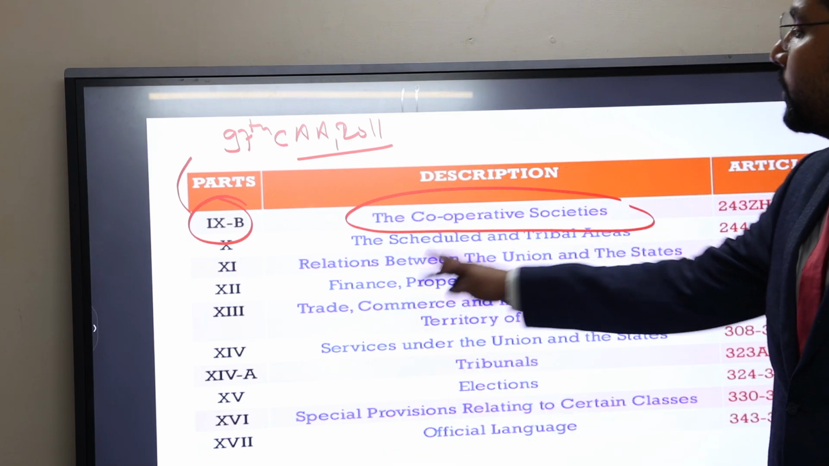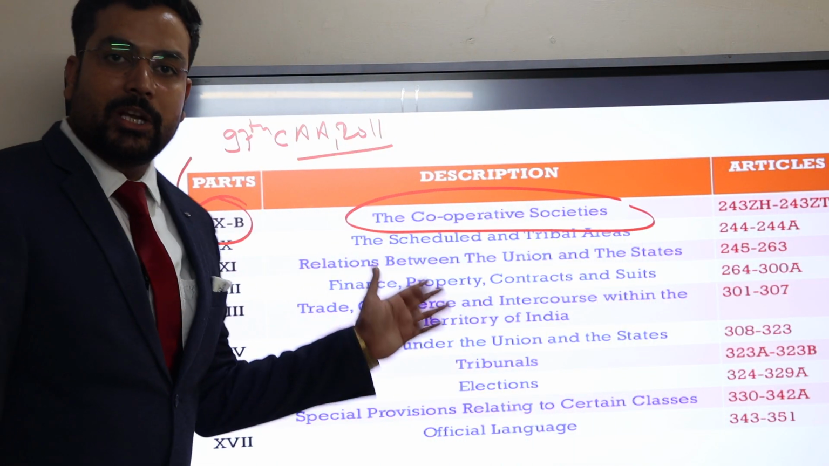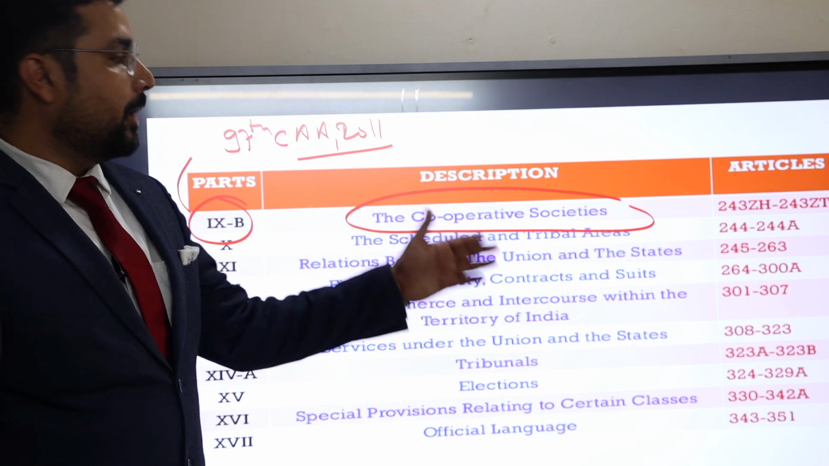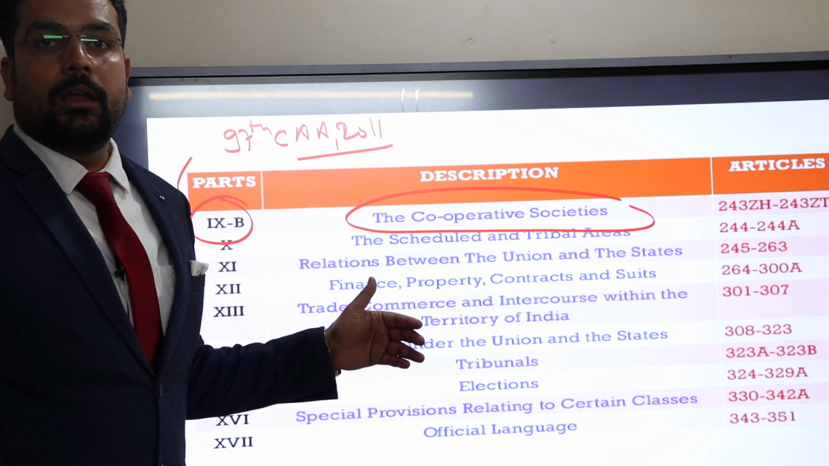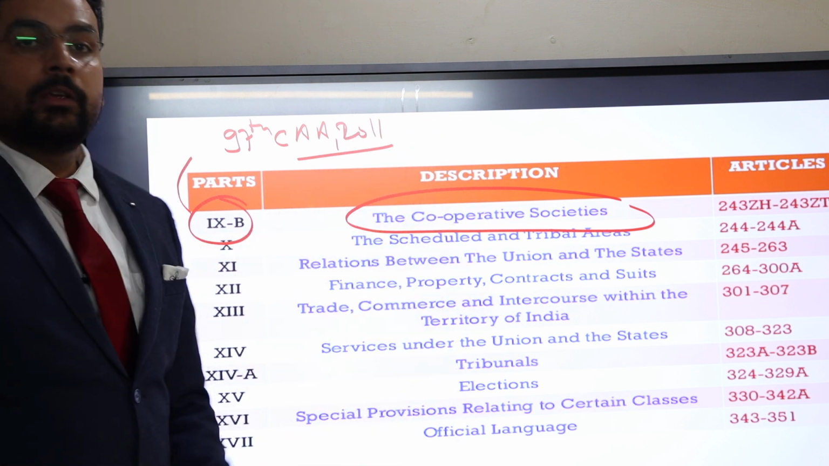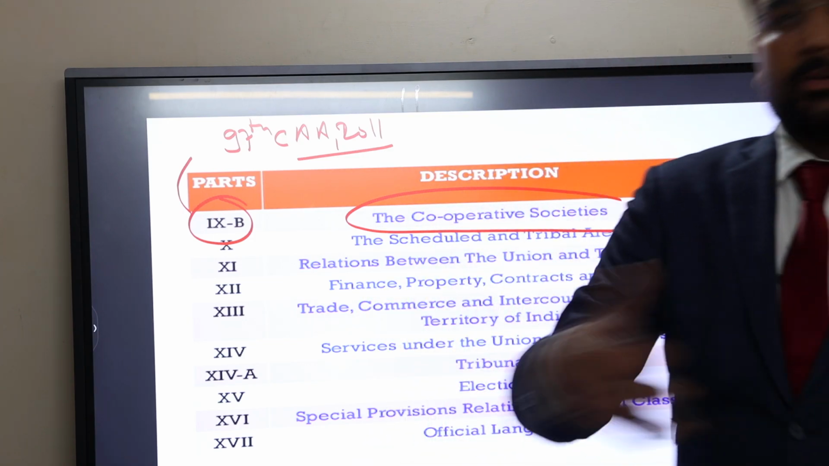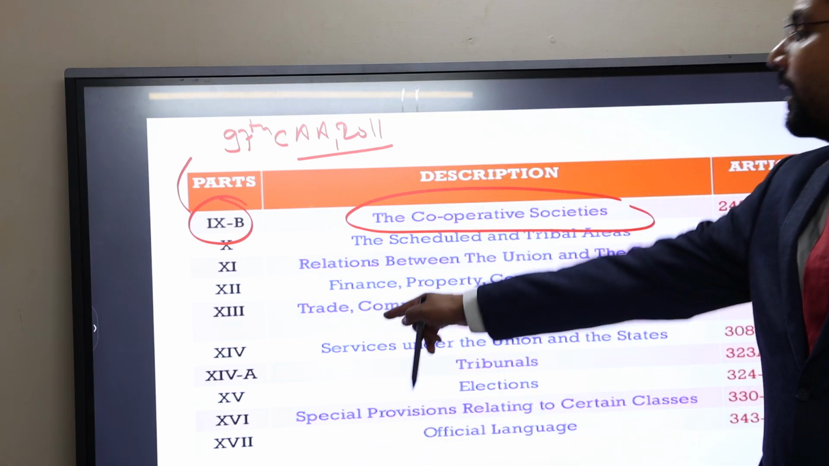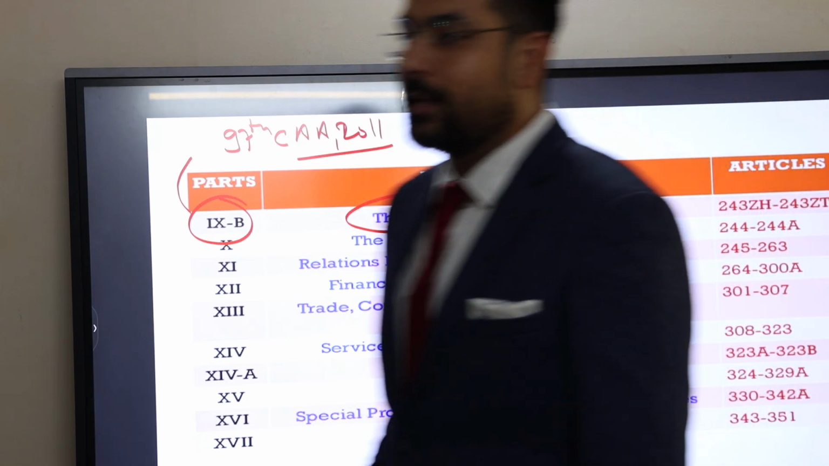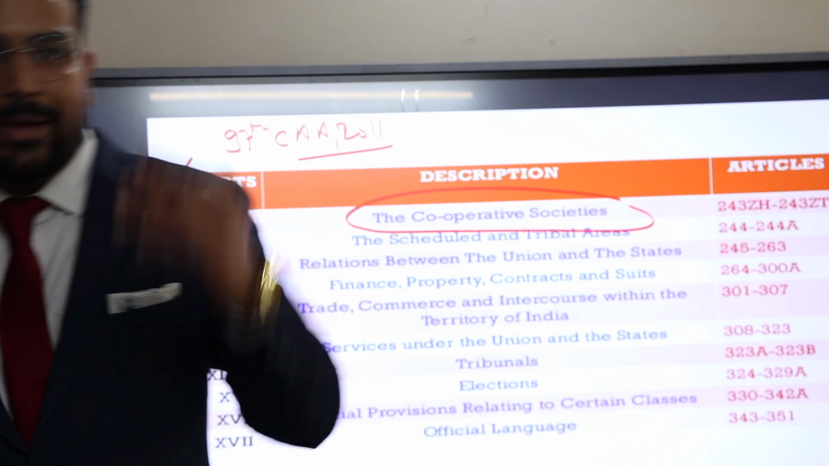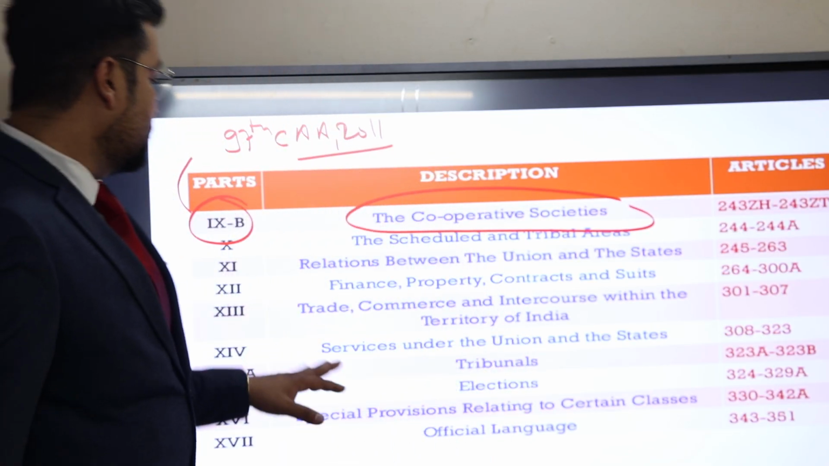Part 12 talks about finance, property, contracts and suits. Finance means financial powers, contracts, suits, property, etc. are a part of part 12. Part 13 talks about trade, commerce and intercourse within the territory of India, among the states, within the states, between the states. Part 14 deals with services under the union and state. Services means government services, paramilitary services, or we can say armed services, all are part of part 14.